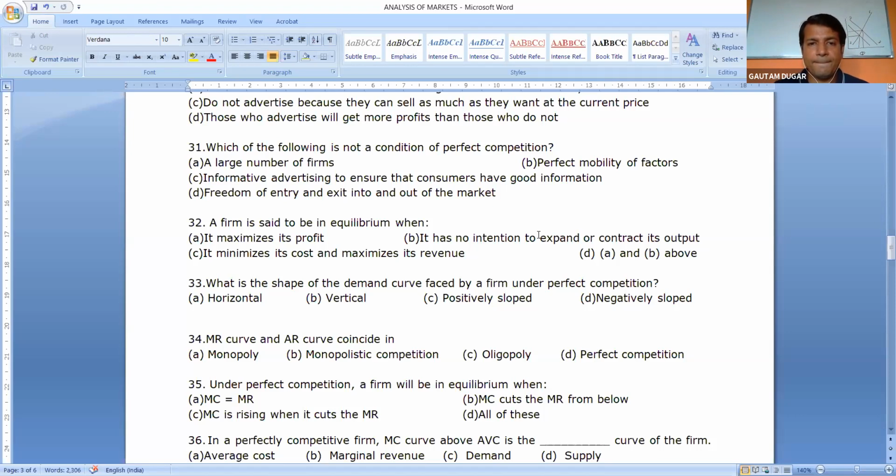32. Read the options properly. Yes, D is the correct answer, because equilibrium is the point where the firm is having maximum profit and there is no intention to expand or contract its output. So A and B both. So the 32 answer is D. That's correct. 33.